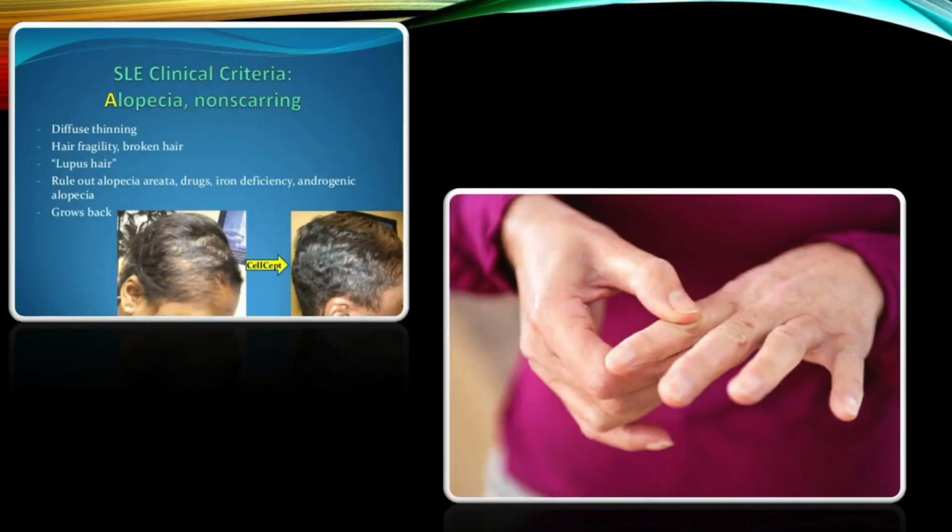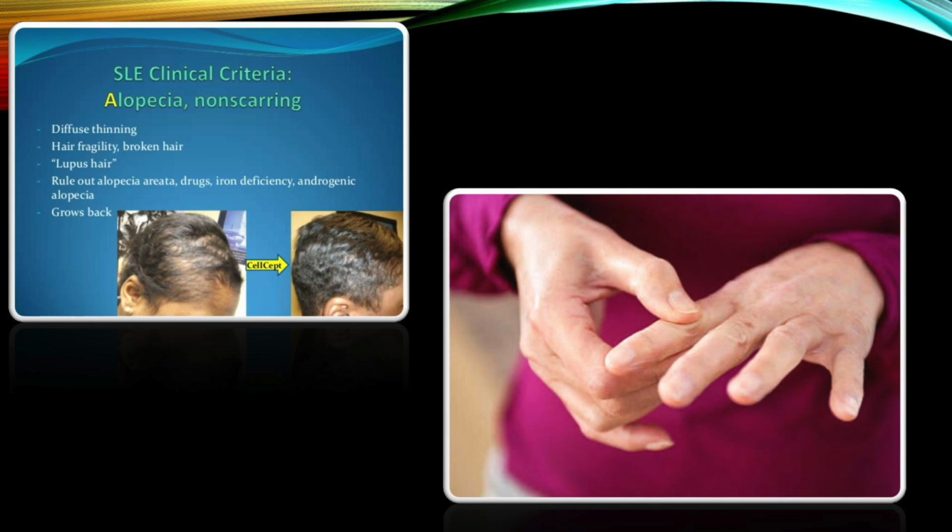And the third thing, after the acute skin lesion and the chronic skin lesion, you can have the alopecia. Alopecia means there's something called lupus hair. It can be pinched off very easily, it can be broken very easily. That's alopecia is there.